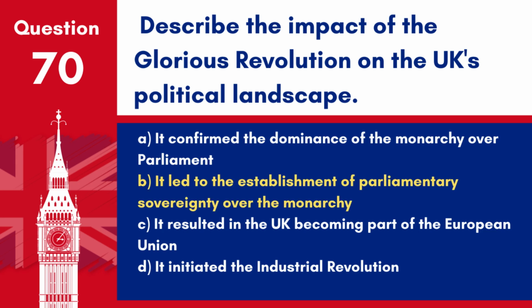Answer. B. It led to the establishment of parliamentary sovereignty over the monarchy. The Glorious Revolution of 1688 resulted in the decline of monarchical power and the establishment of parliamentary sovereignty, marking a significant shift towards constitutional monarchy.